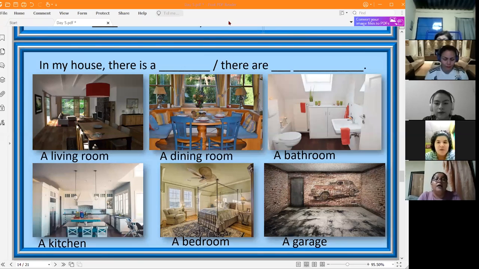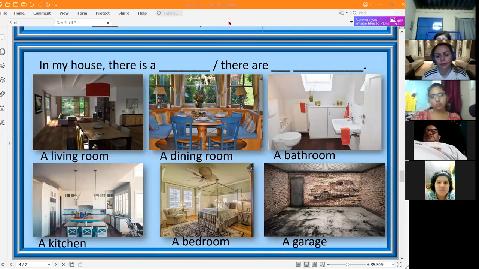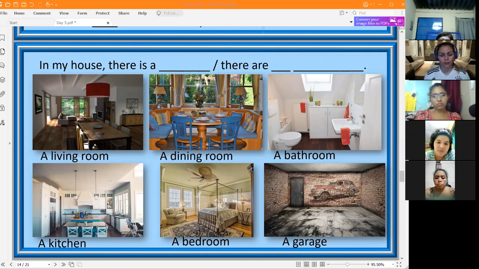In my house, there is a living room, there is a kitchen. There are four bedrooms. There is one bathroom. There is a garage. There is a yard. Oh, okay. Excellent. Thank you very much. There is a garden, one that is not mentioned here. Okay. Excellent. Very good. Mirna Mercedes, how about in your house?